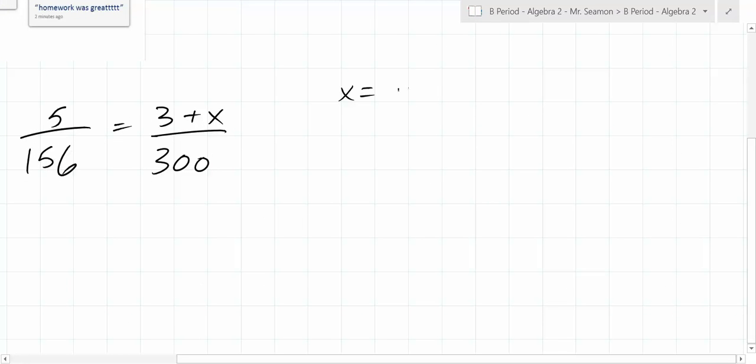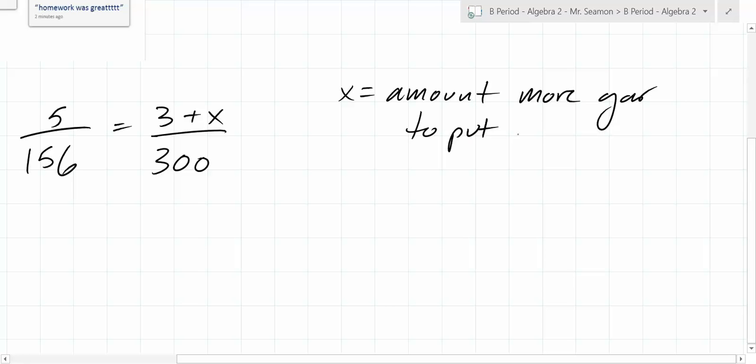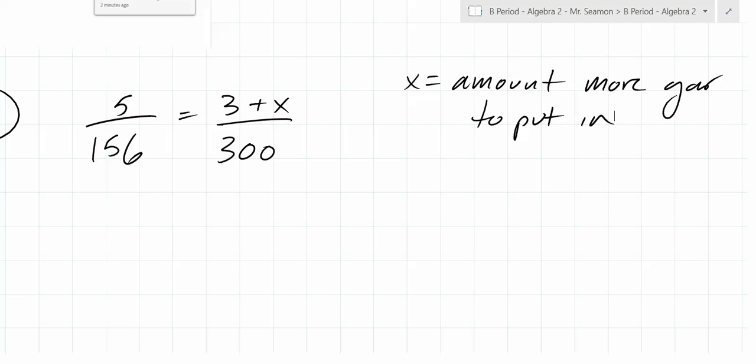X equals the amount of gas. Amount more gas to put in, right? Correct? Yeah. And how much was in there to begin with? Put in. 3 is already in there. So the ratio still needs to stay the same. So when you now have a fraction equaling a fraction, we don't have to combine anything. What can you do? Cross multiply.